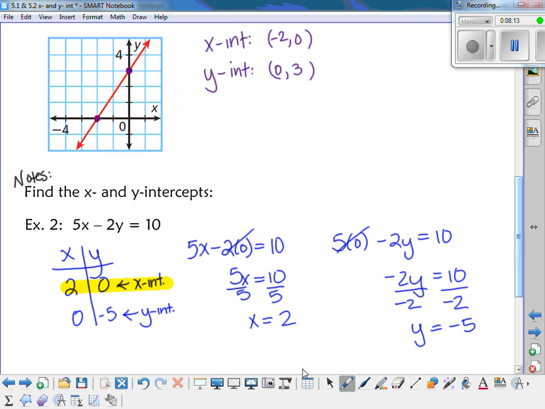So where the number is, that's the one it is, whether it's the x or the y-intercept. So on that first line, I've got 2, 0. The number is under x. That's your x-intercept. On the second line, I've got the number -5 under the y. That's your y-intercept. Okay?